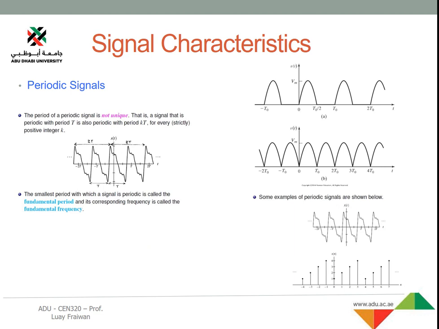Okay, again, this is an example of a periodic signal. You can see that this part of the signal is being repeated, like here, and then it goes on, and then goes on. So this is a periodic signal.